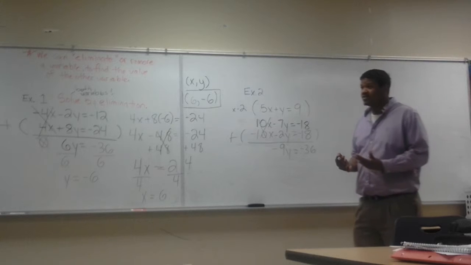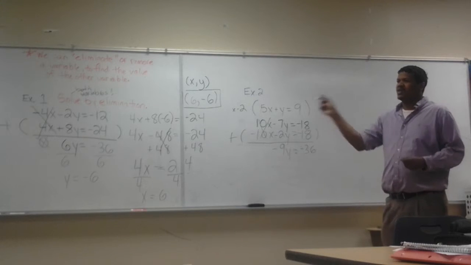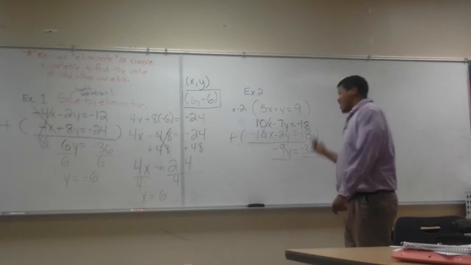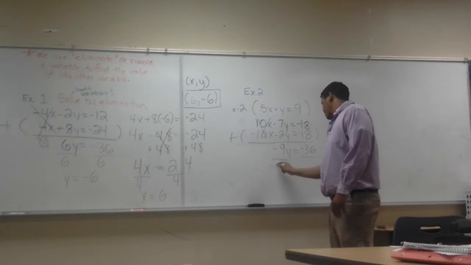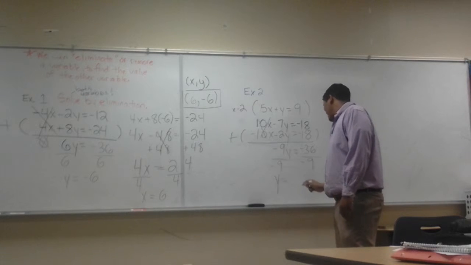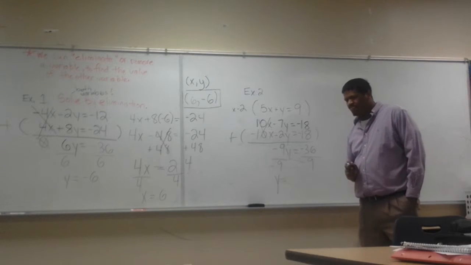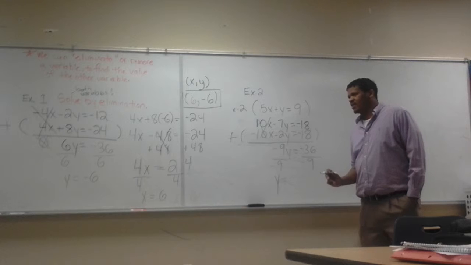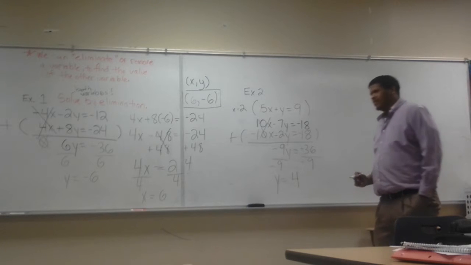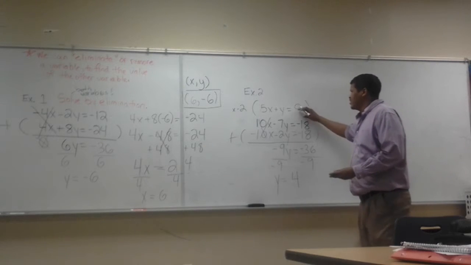Alright, and here we're right back at our one-step equation. It's very simple. How do I solve that equation? Divide by 9, everything across the board. 9 or negative 9? Negative 9. What does y equal here? What is negative 36 divided by negative 9? Positive 4.